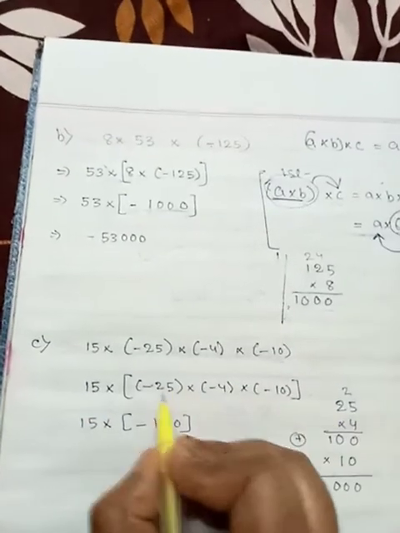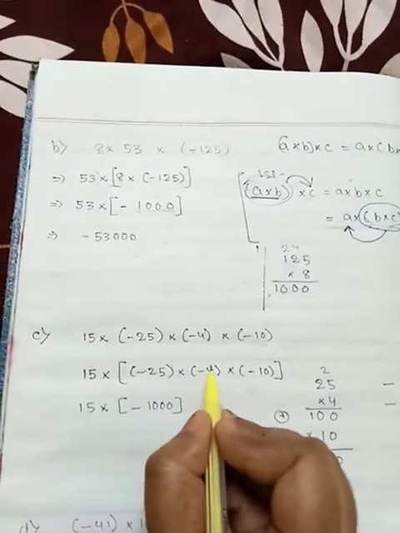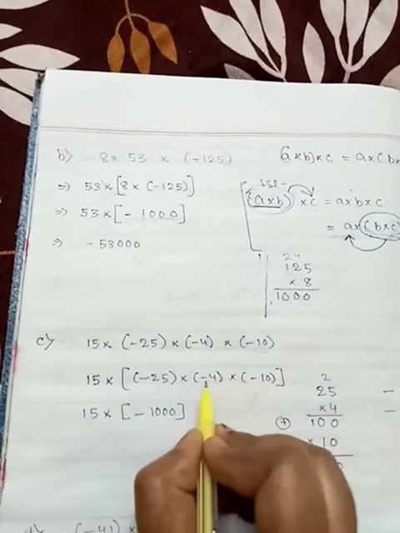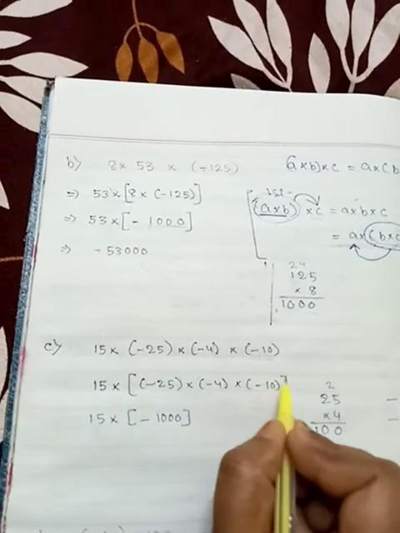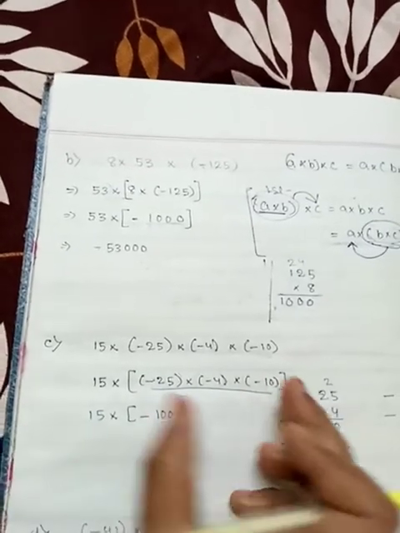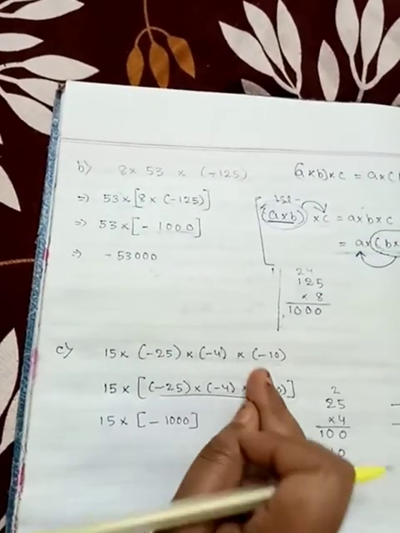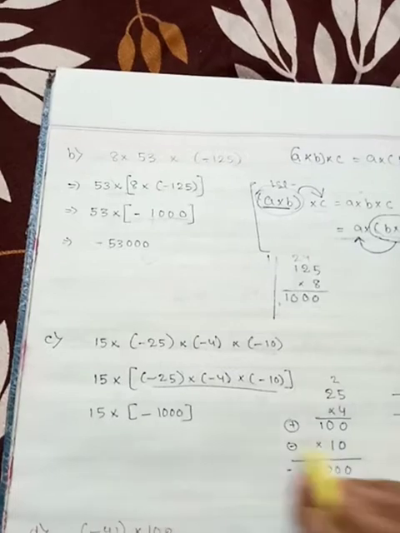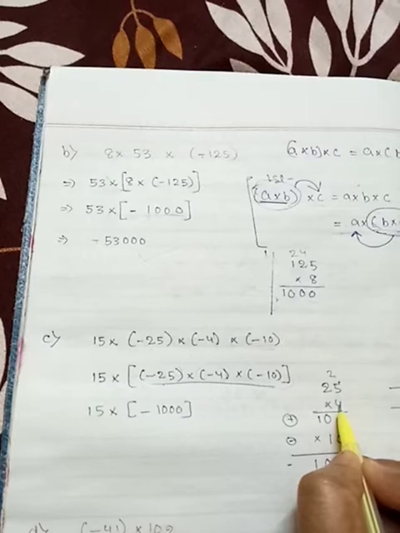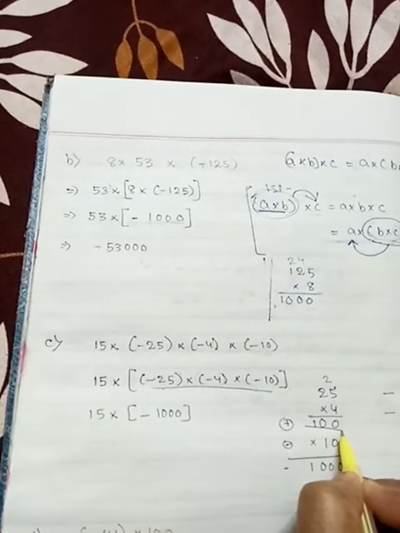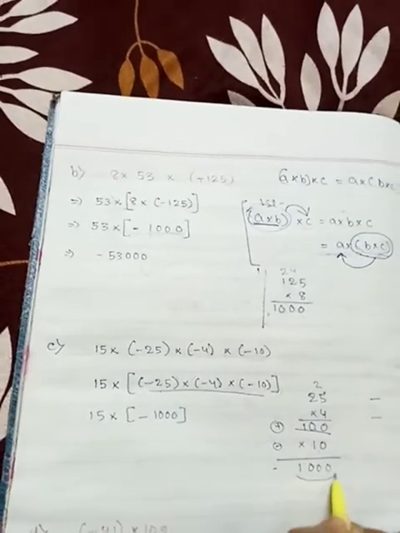15. What I have done here, I have written all the negative numbers inside the normal brackets, and all these 3 negative brackets I have put in the square bracket, because we have to multiply this part first. That's why I have put this inside the square bracket. So first, 25 into 4, everyone knows that is 100. And again this 100 into 10, that is 1000.